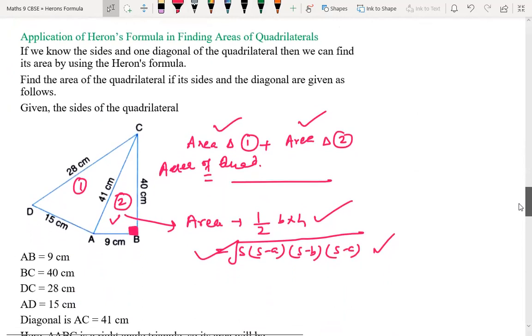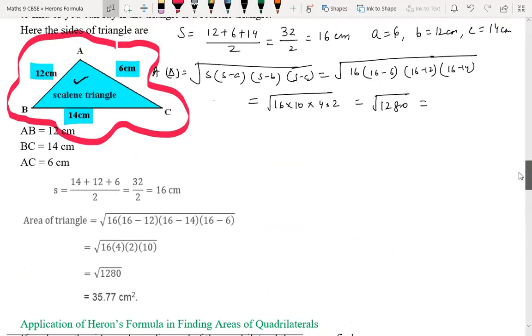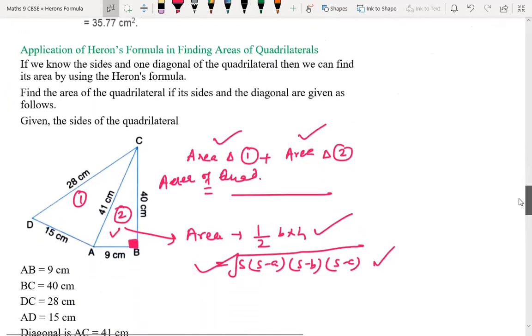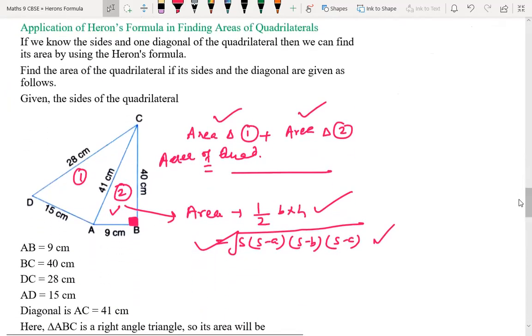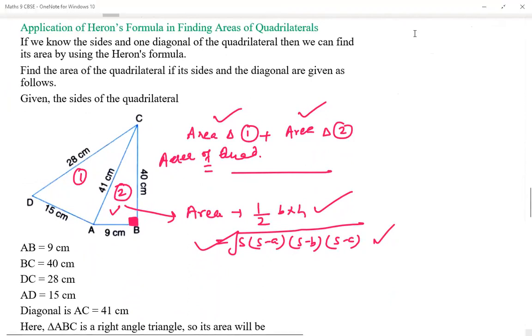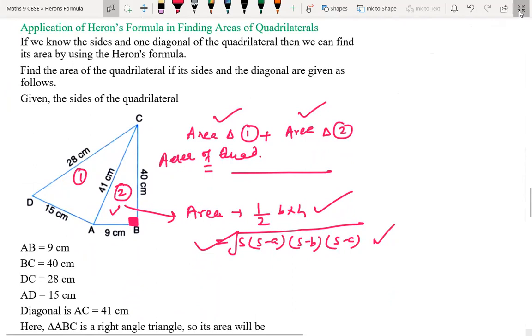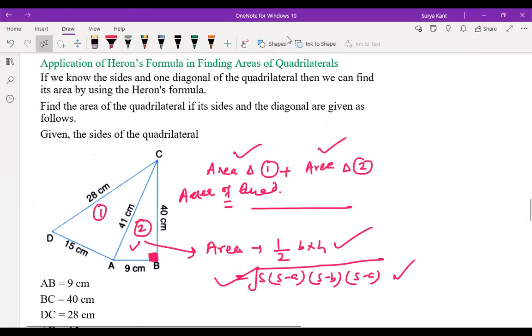You've written the question, children, both of you, right? These sides I'm telling you are 6, 12, and 14. You can take A, B, C in any order, no problem. So here is the answer.